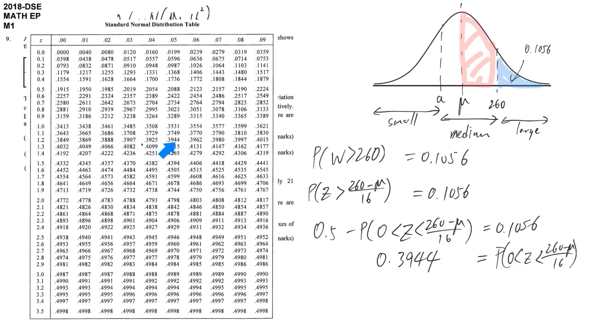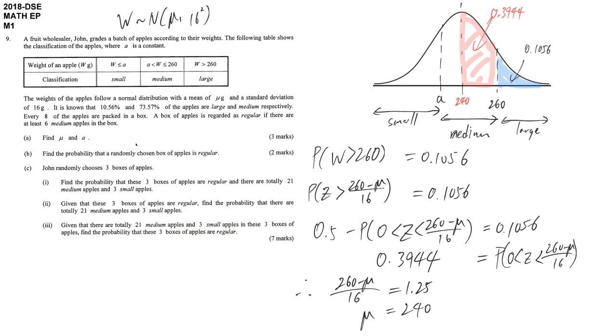3944, so we find it here. The corresponding standard score is 1.25. And remember to check carefully, is it the right hand side or left hand side? If it is left hand side, the standard score should be negative. So the mean is 240.